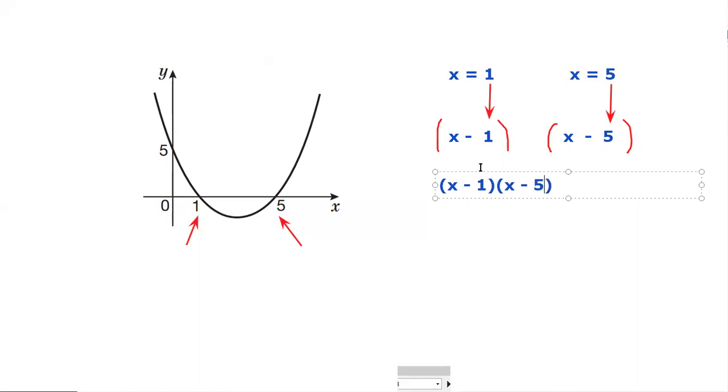Now I have two brackets like this. I'm going to expand them to find the equation. So I'm going to expand them like this. The first one times the first one, and then the second one.